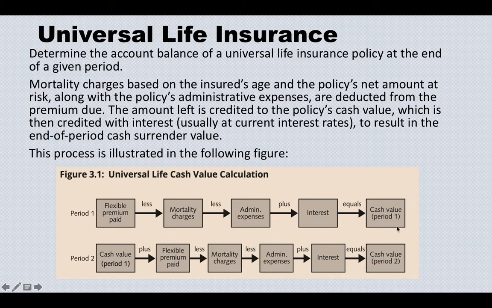You can see period one. Your cash value in period two is the cash value from period one, plus you deposit additional premium, less the mortality charges, less the admin expense, plus some interest, which gives you the period two cash value. So you can see your cash value is the one in place.